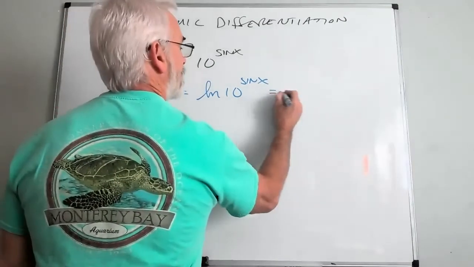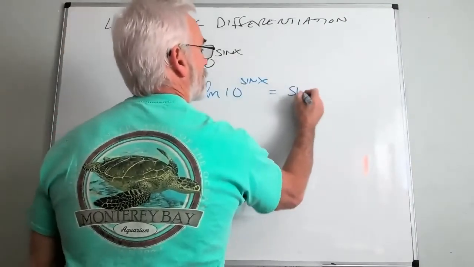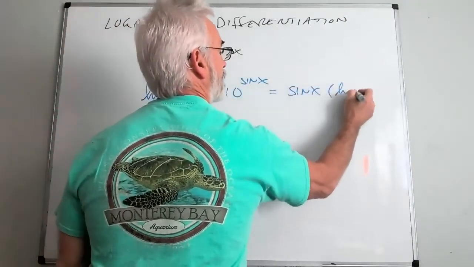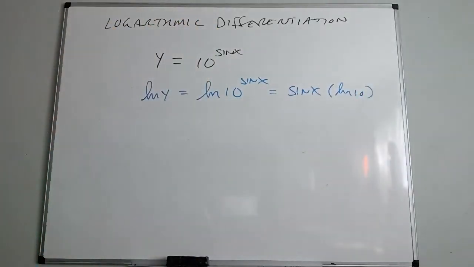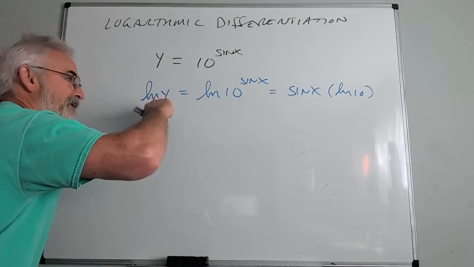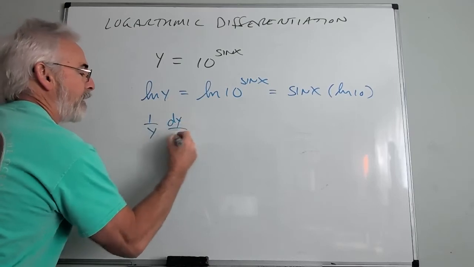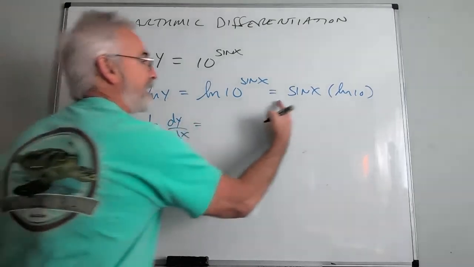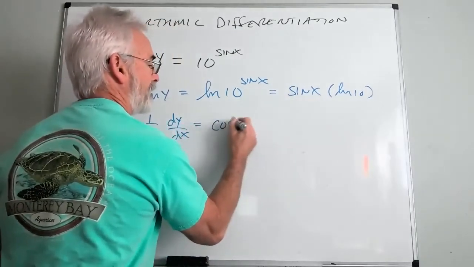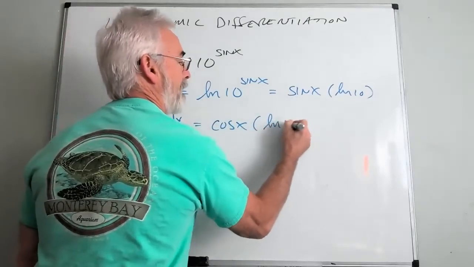Can I then write this as sine x times log 10? Yes, I can. That's why I would do that. Now, what do I have on the left? If I differentiate with respect to x, I'm going to have 1 over y times dy dx. On the right, I'm going to have cosine of x times log 10.